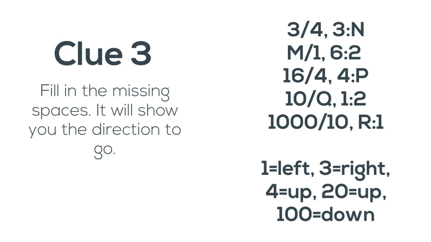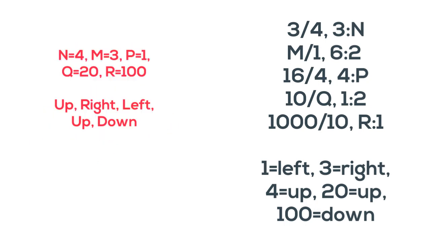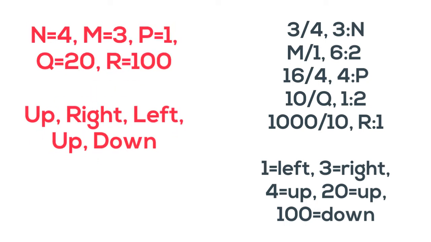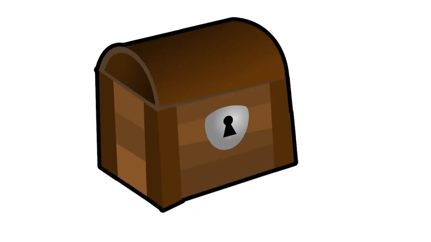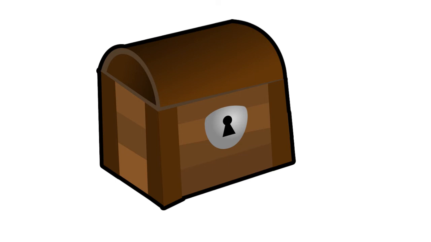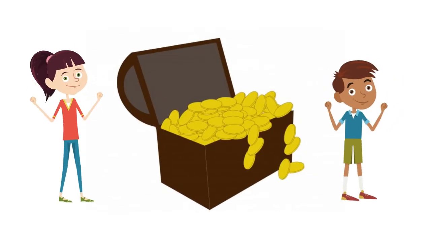Clue 3 said to fill in the missing spaces, it will show you the direction to go. The students found that N equals 4, M equals 3, P equals 1, Q equals 20, and R equals 100. This showed them the directional lock combination. They have now solved all the clues and unlocked the box. Now they get the prize.